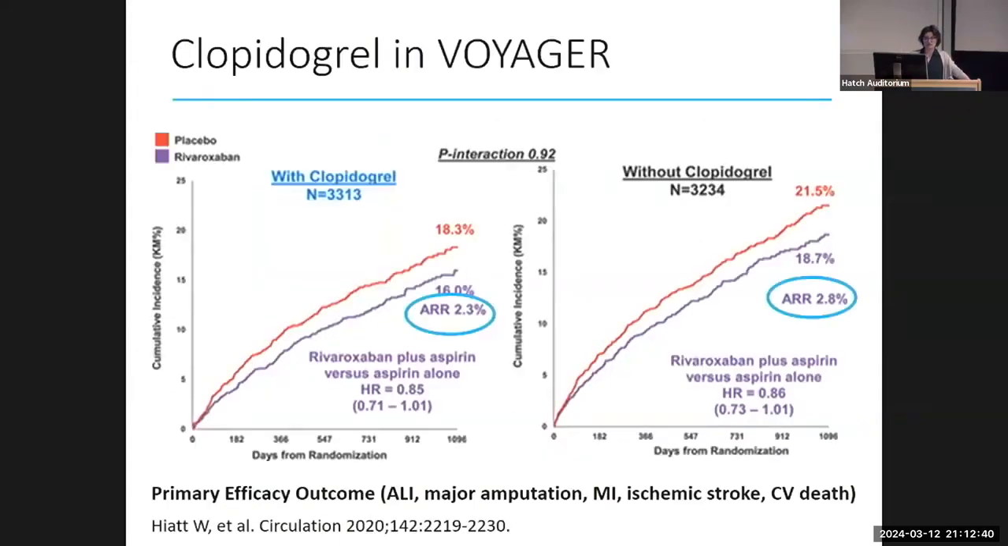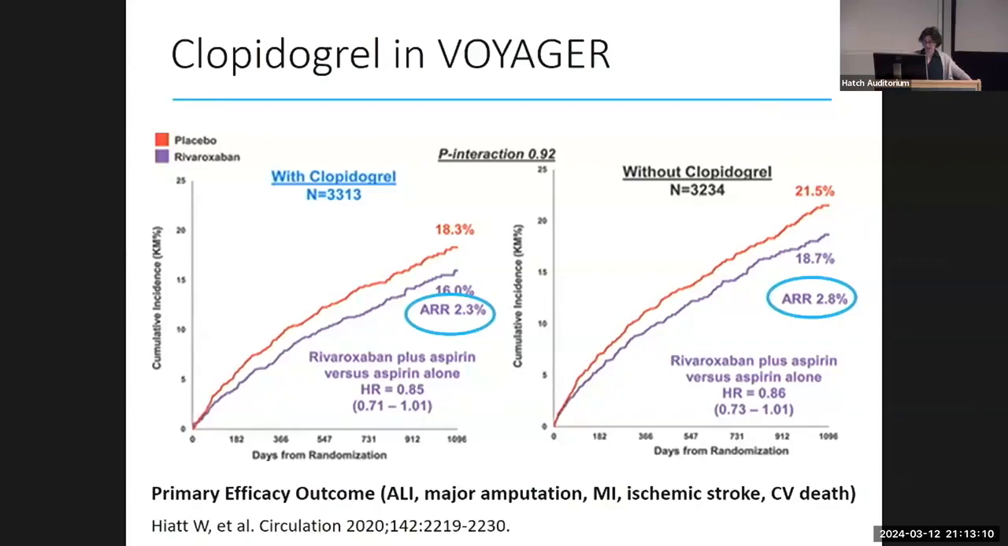And they actually did a sub-analysis of clopidogrel in the Voyager trial. And what you can see is the KM curves for patients with clopidogrel on top of their therapy versus without. And there was no difference in the absolute risk reduction with the use of low-dose rivaroxaban and aspirin, despite the use of clopidogrel therapy. So we shouldn't be withholding this low-dose rivaroxaban therapy from our patients if they're on clopidogrel. It doesn't seem to affect the outcome.